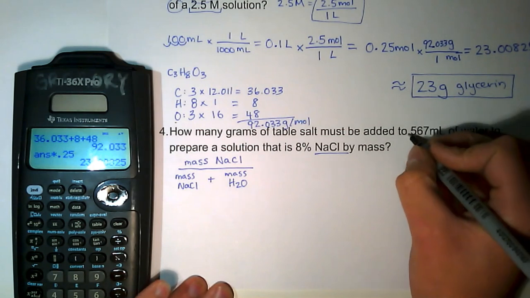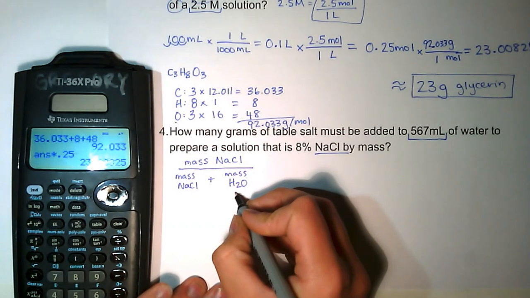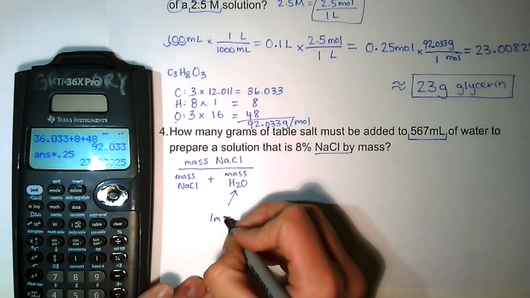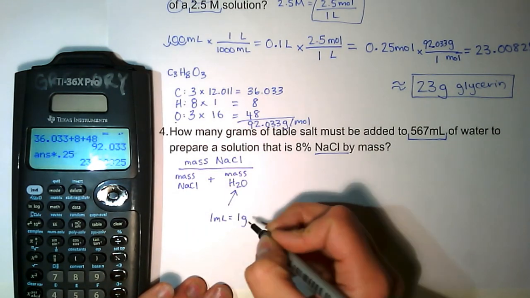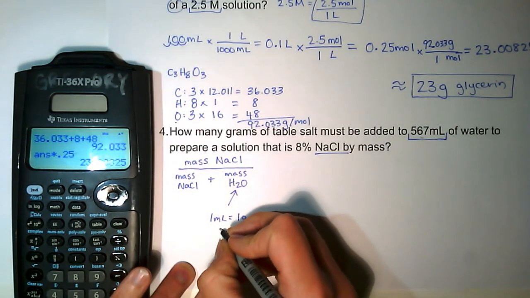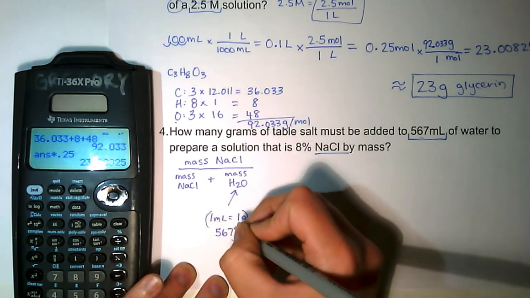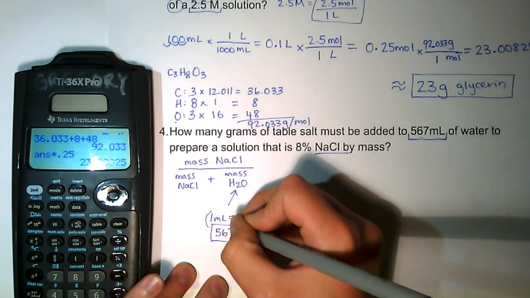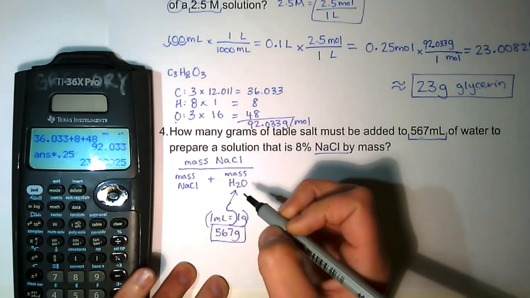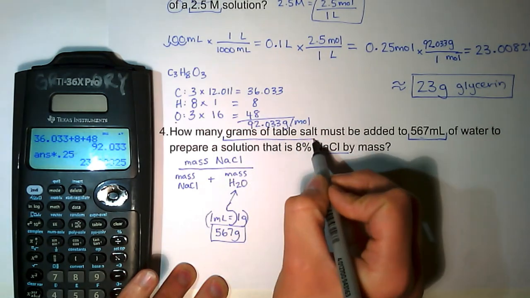So we can figure out one of these things from the problem. It tells us that we have 567 milliliters of water, and we know that for water, 1 milliliter is the same thing as 1 gram. So we know that we have 567 grams of water. But we don't know what the mass of NaCl is. That's what we're trying to find. We're trying to find grams of table salt.